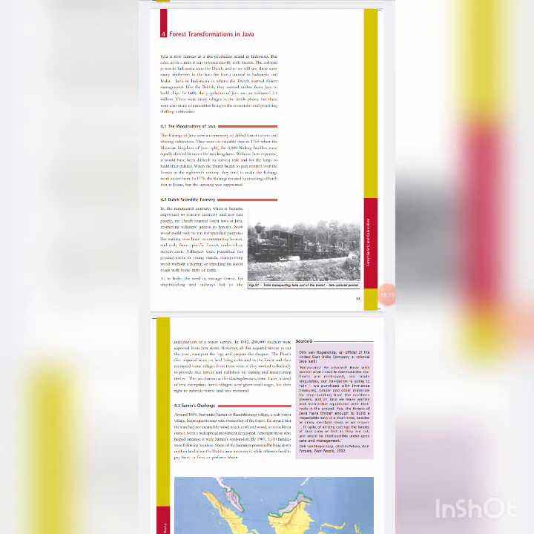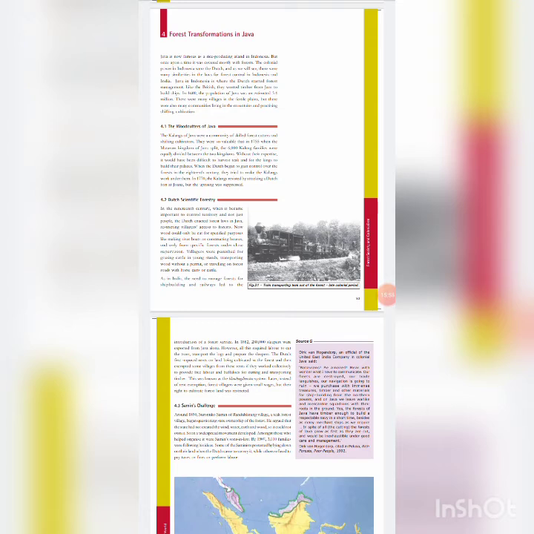The woodcutters of Java. The Kalangs of Java were skilled forest cutters and shifting cultivators. They were experts in harvesting teak for the kings to build their palaces. When the Dutch began to gain control over the forest in the 18th century, they tried to make the Kalangs work under them. In 1770, the Kalangs resisted by attacking a Dutch fort at Joana, but the uprising was suppressed.